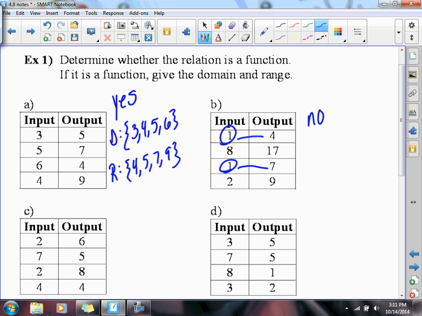And for part C, again, I'm going to look at that input column. And here I see some repetition. I see a 2 and a 2. And the 2 is giving me a 6, and then the 2 is giving me an 8. No, not possible.